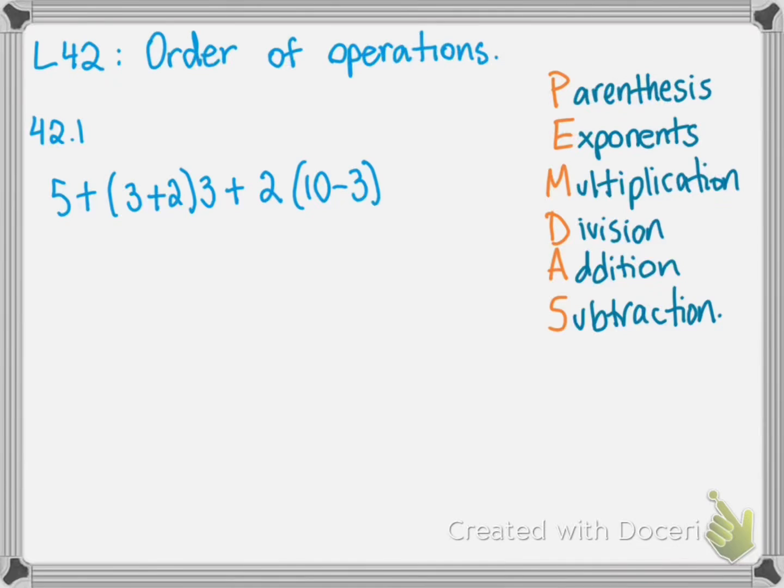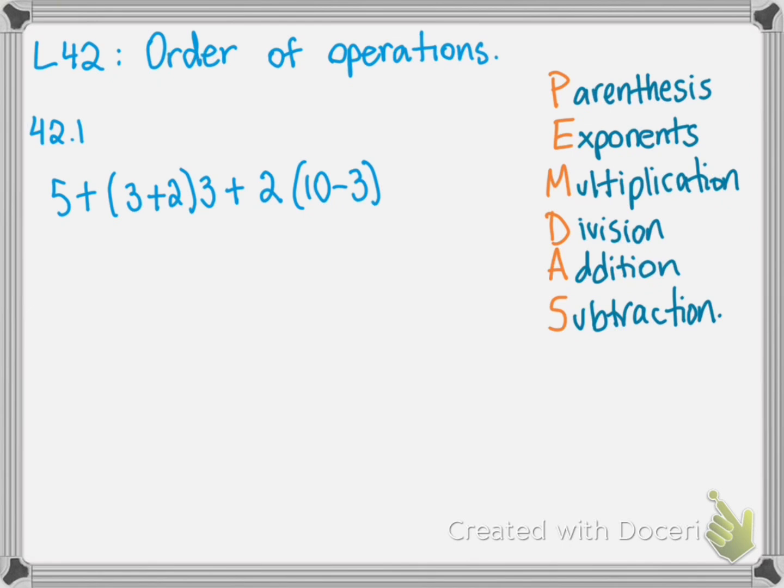Lesson 42, Order of Operations. We have to remember that order of operations is those sets of rules that tell us the order in which we're going to simplify an expression. All mathematicians look at these and follow these rules. Even your calculator follows these rules. So you have to be very careful when you're writing an expression or simplifying an expression.